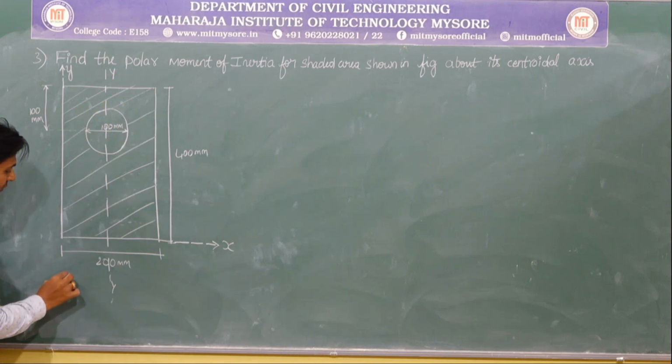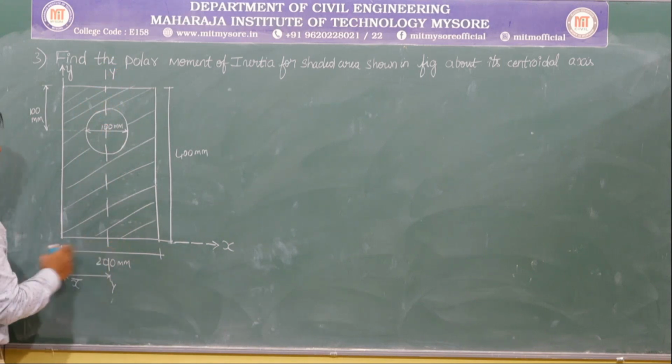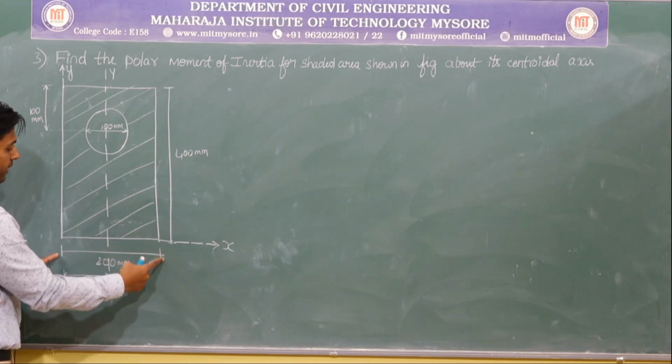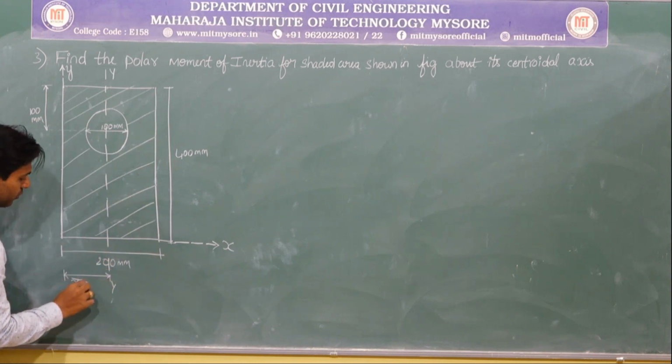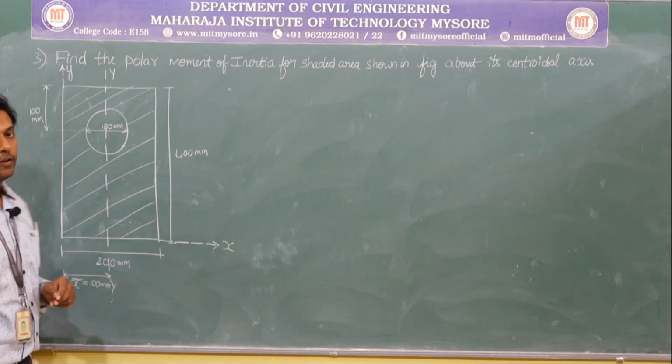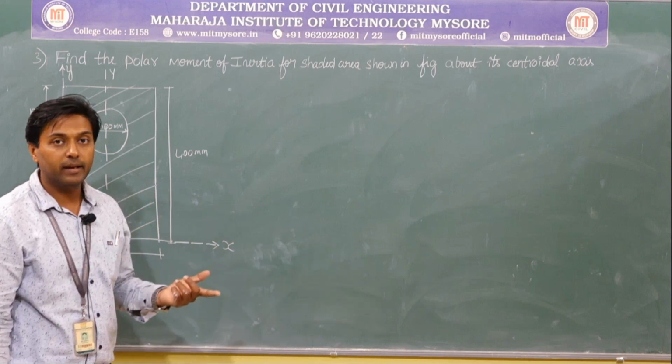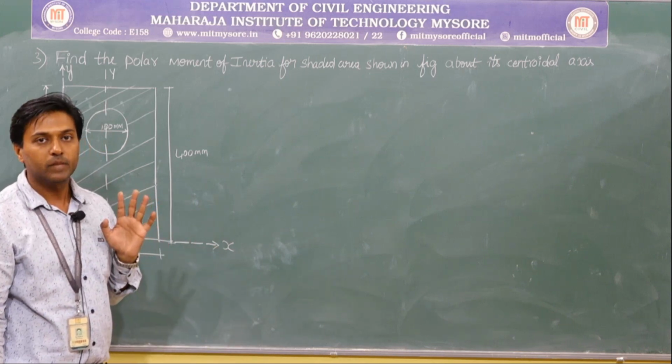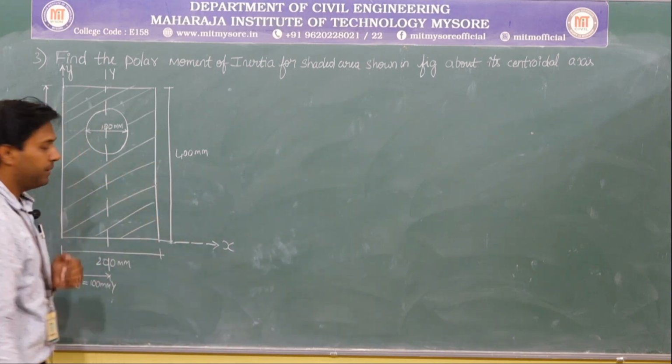Whenever we have the y-y axis of symmetry, we directly get the value of x bar. What is the total horizontal distance? 200. Half of it, 200 by 2, is 100 mm. So x bar we directly got. What is the one more thing that I am in need of? y bar. Okay, next. Let me go with the next step.